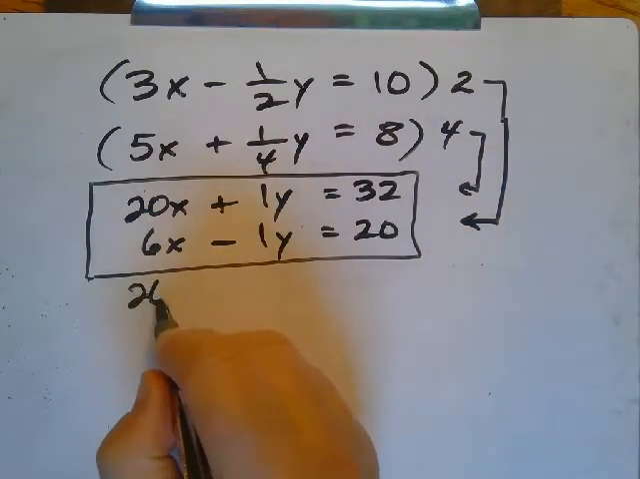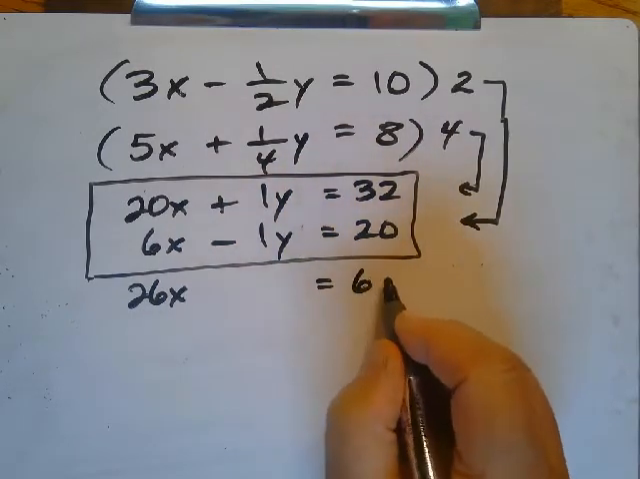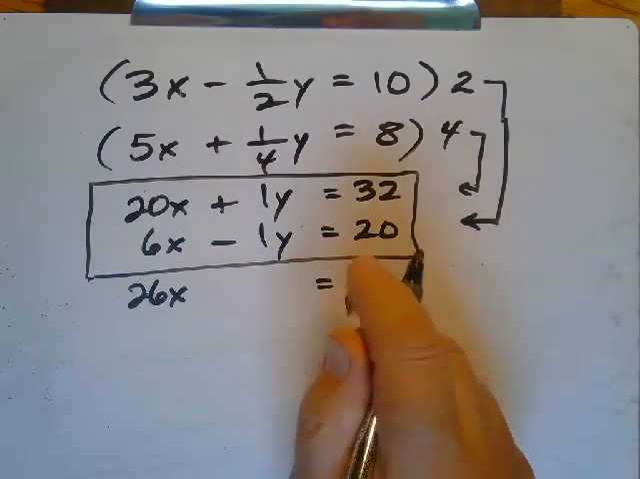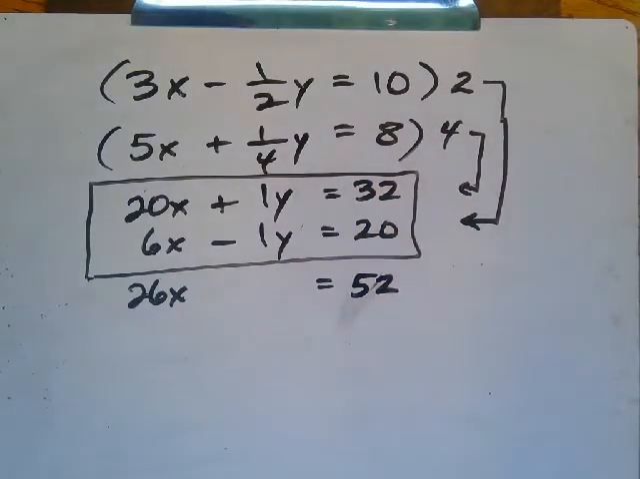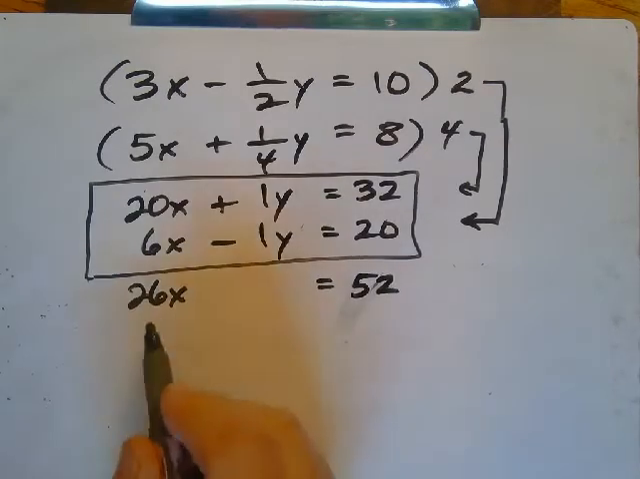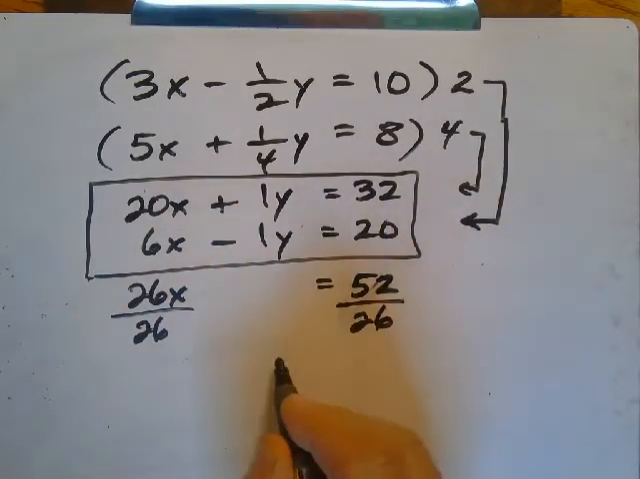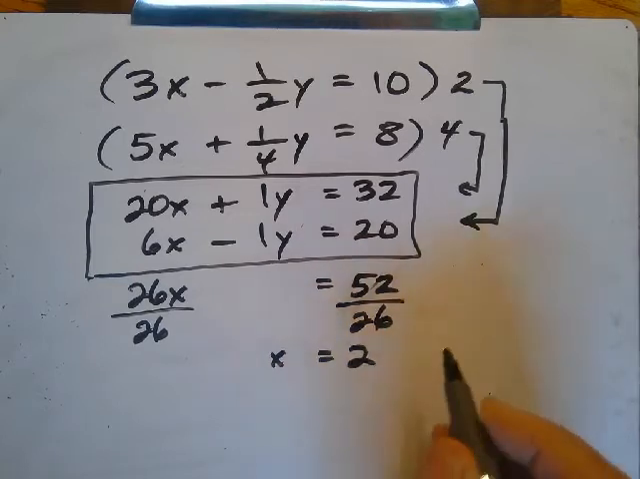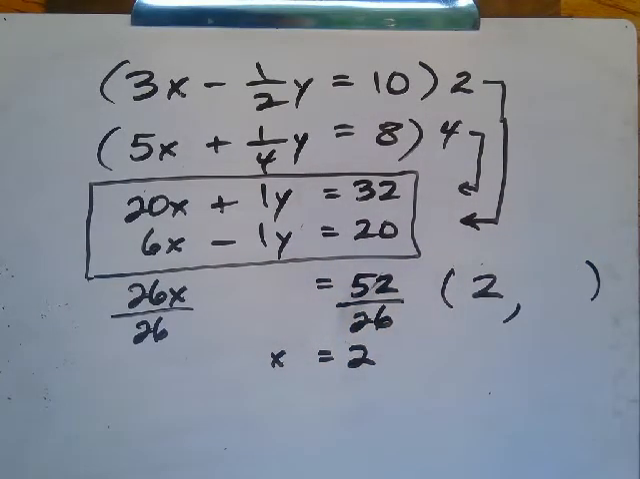20 and 6 is 26x. These are going to go out, and this is 52. I think 26 goes into 52. Yes, it does. 26 goes into 52 exactly 2 times. So my ordered pair is going to be 2 something.